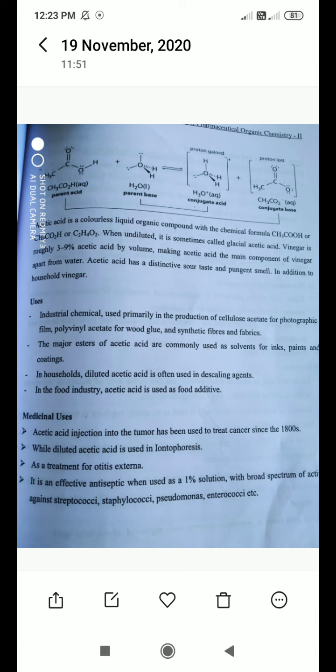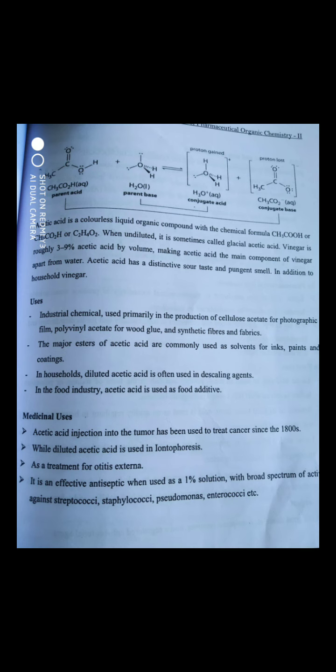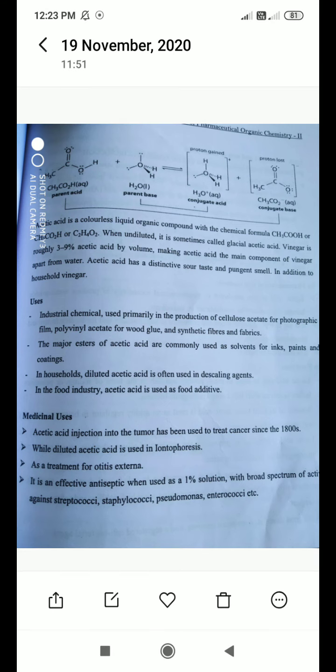While diluted acetic acid is used in iontophoresis. Iontophoresis means, this term you must have studied, or you may study in the future. Iontophoresis is nothing but like in analytical chemistry, for analysis, different chromatographic techniques, like viscosity measurement, it is an analytical chemistry technique. So in that iontophoresis technique, this acetic acid is used.